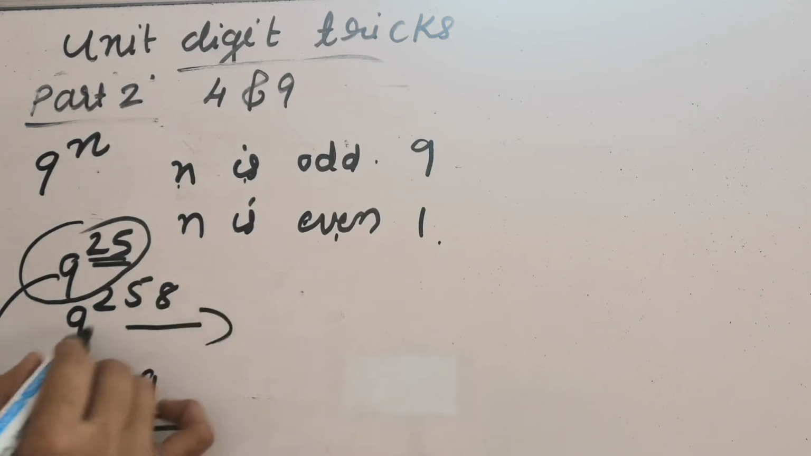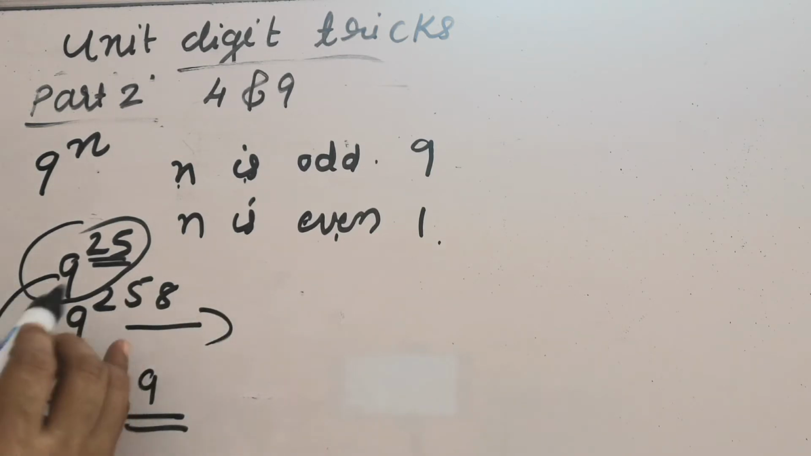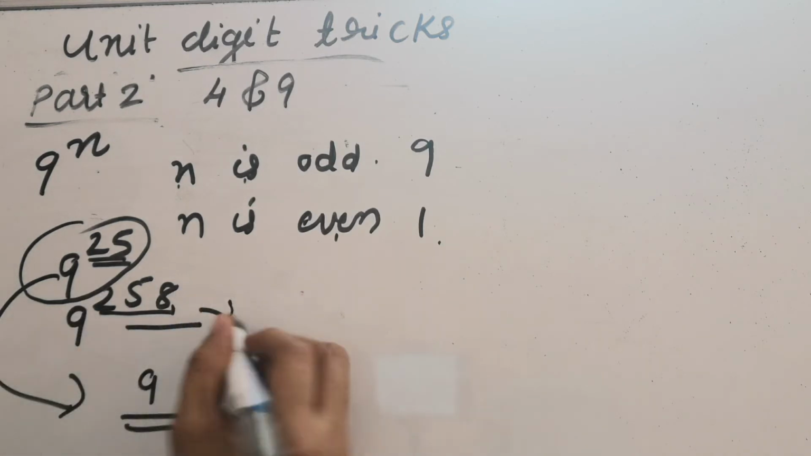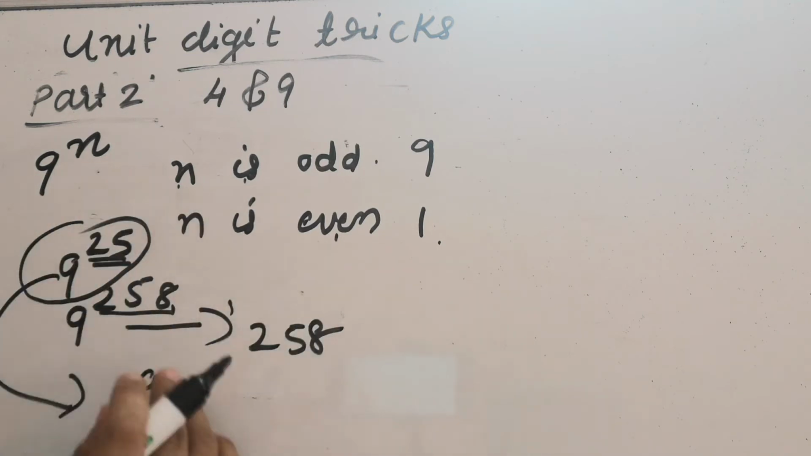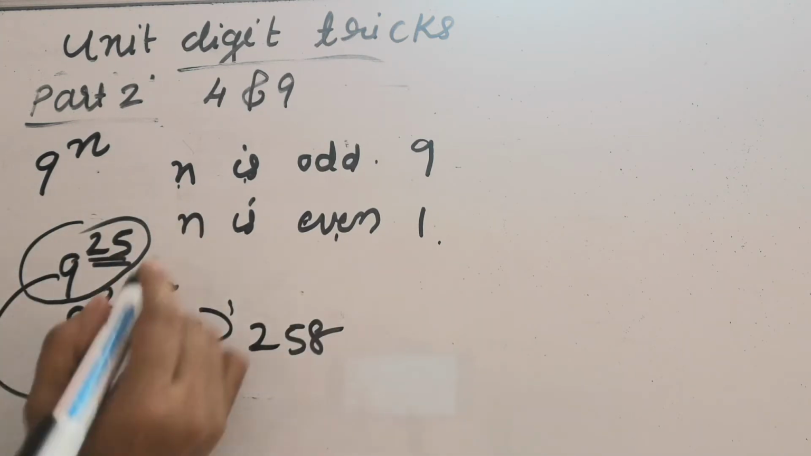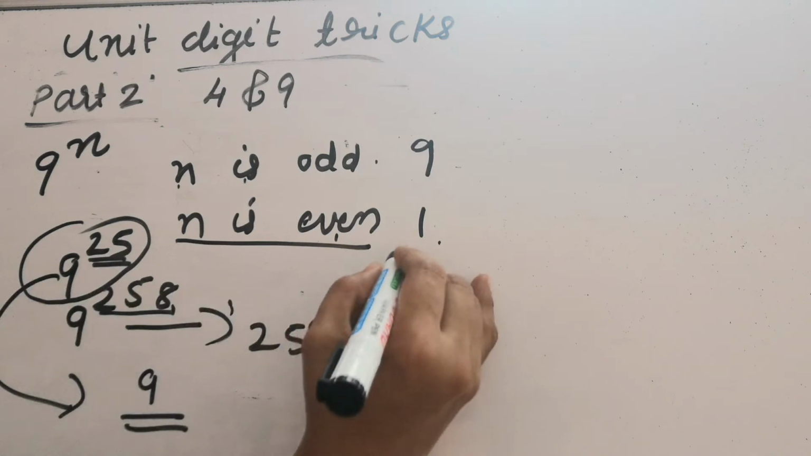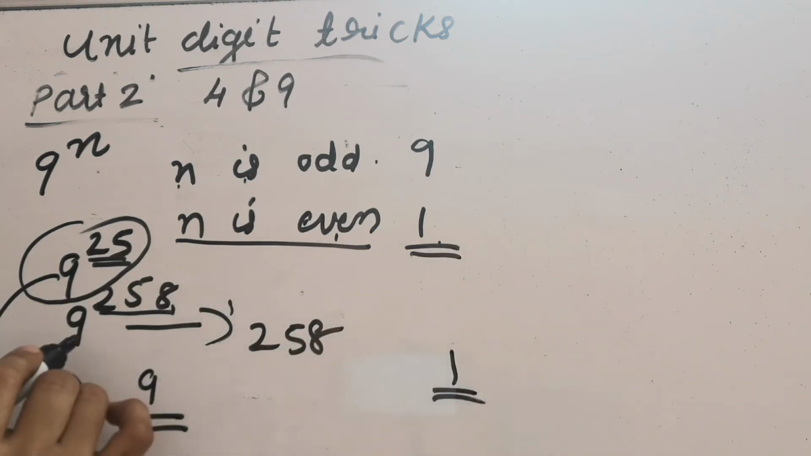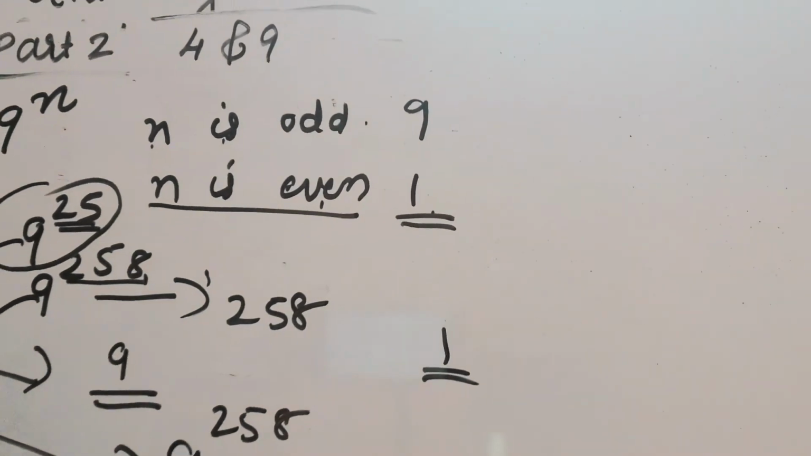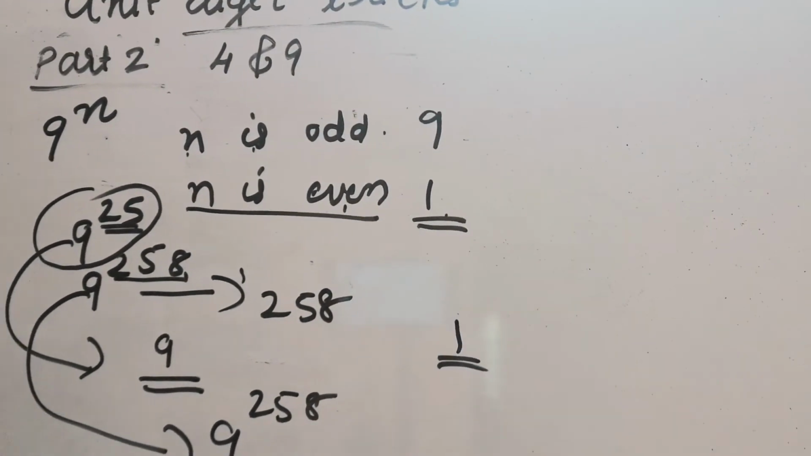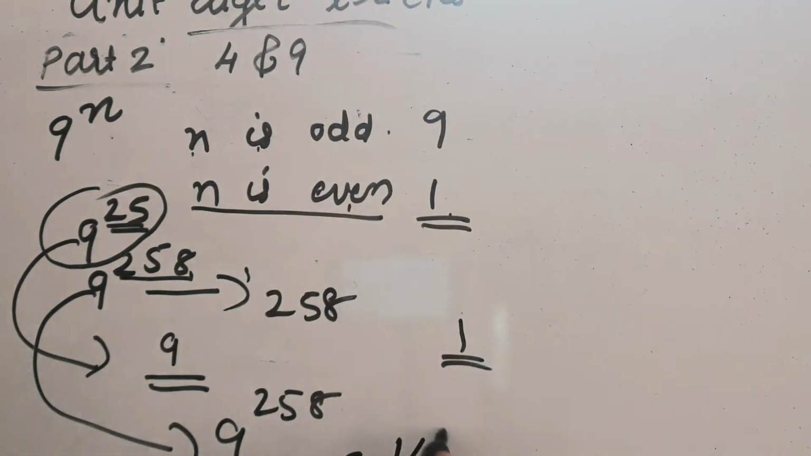Now move to 9 raised to 258. 258 is an even number. So if n is even, the unit place number is 1. So the unit place number of 9 raised to 258 is 1. So this is our answer.